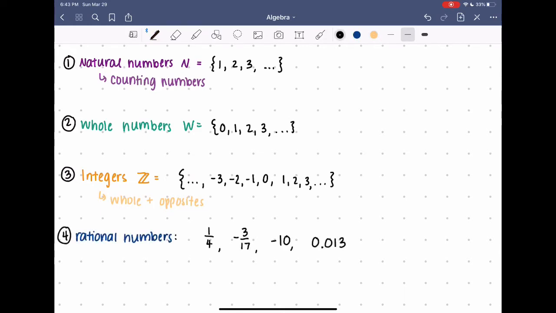The other thing I care about is rational numbers. A rational number is any number that could be represented as a quotient or a fraction of integers. So each of the following numbers is a rational number. 1/4 is obviously a fraction. Negative 3/17 is a fraction. Negative 10 could also be written as negative 10 over 1, which is a fraction. And a decimal is also a fraction. So rational numbers can also just be called fractions.